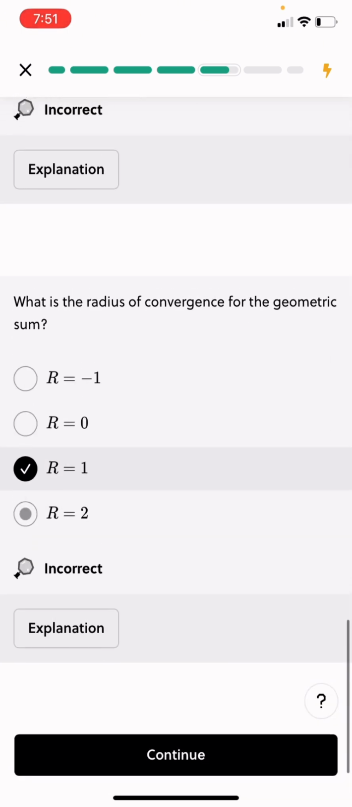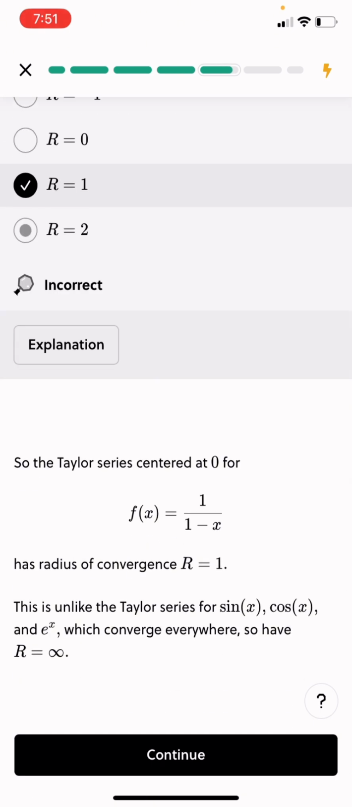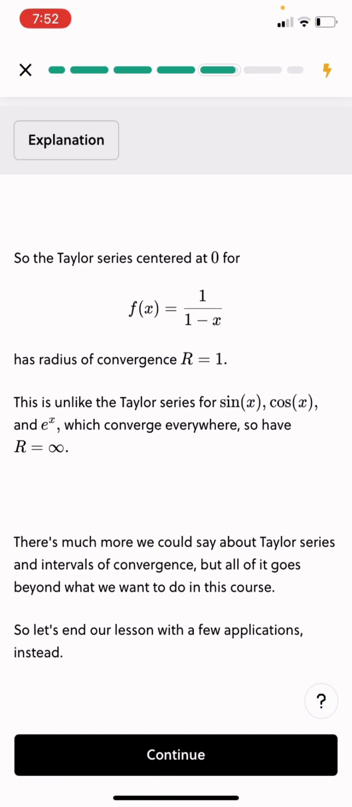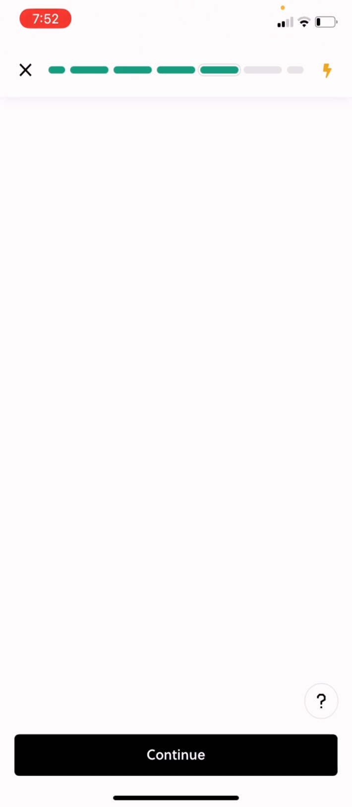That's a little confusing. Let me see why. So the Taylor series centered at 0 for the function f(x) = 1/(1 - x) has radius of convergence r equals 1. This is unlike the Taylor series for sin, cos, and e^x, which converge everywhere, so we have r equals infinity. There's much more we could say about Taylor series and intervals of convergence, but all of it goes beyond what we do in this course. So let's end our lesson with a few more applications instead.